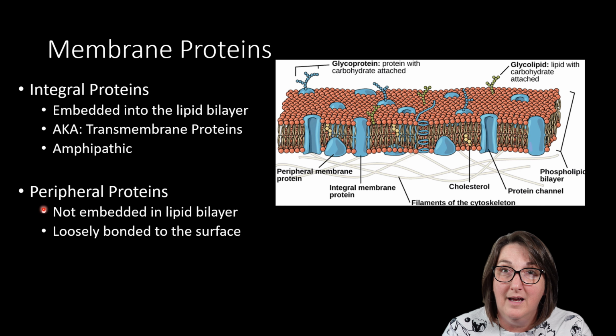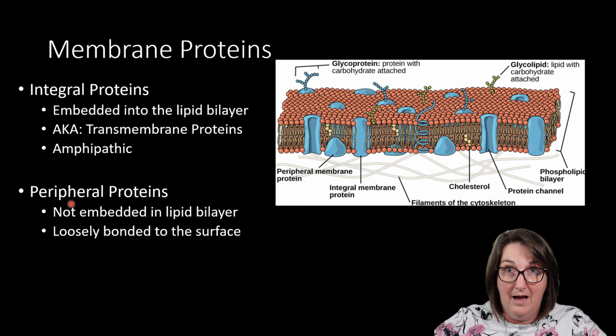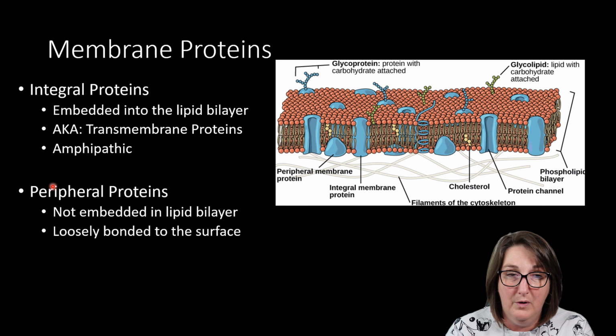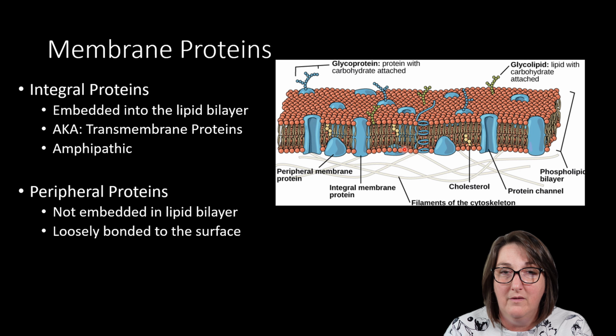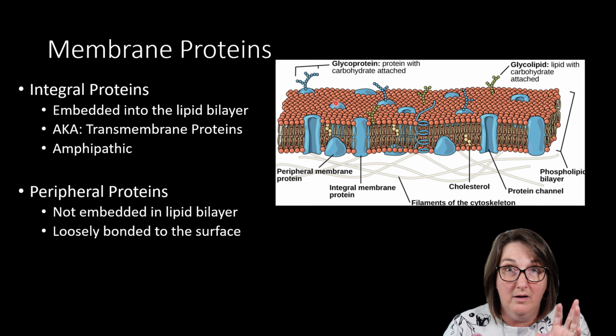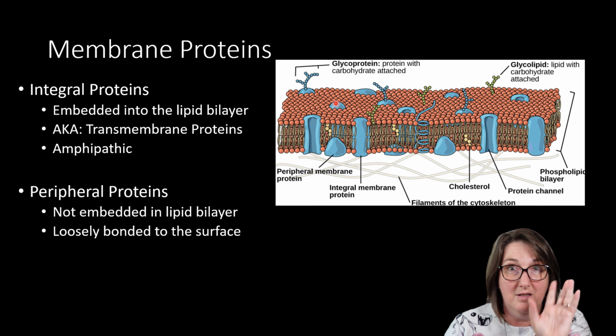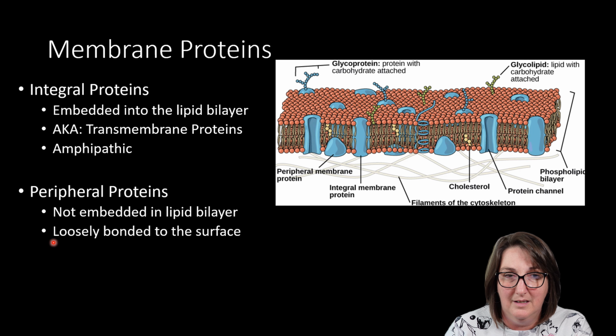Peripheral are on the outside. If you have peripheral vision, it's out here. So peripheral proteins are going to be on the outskirts of this membrane. They're going to stay on the outside. They're not embedded, which means they're not going to be all inside of it. They just kind of stay on the outside, and they're just loosely bonded to that surface.